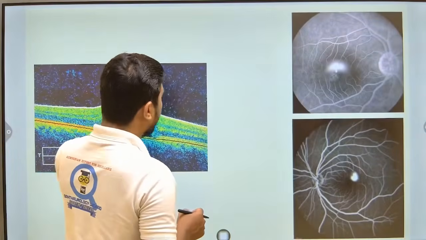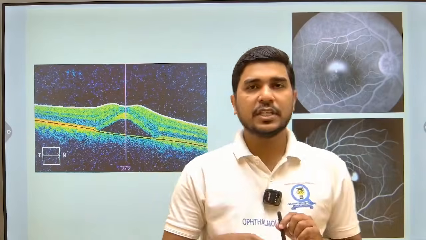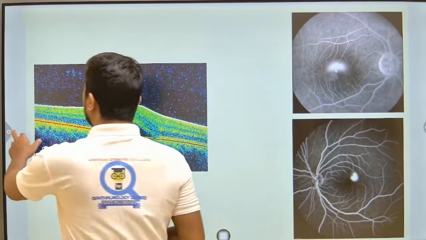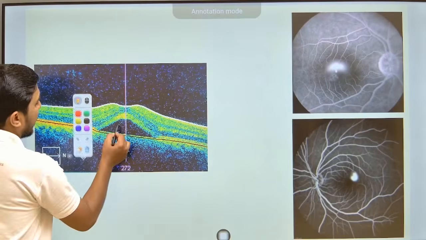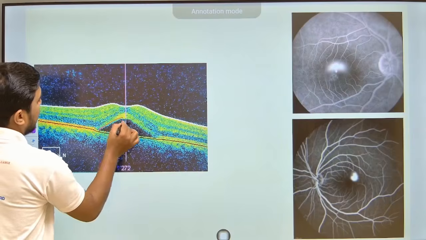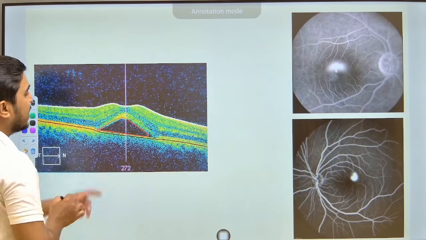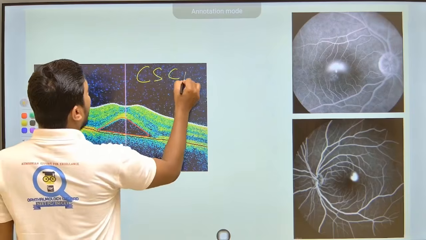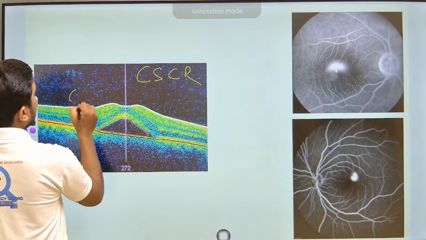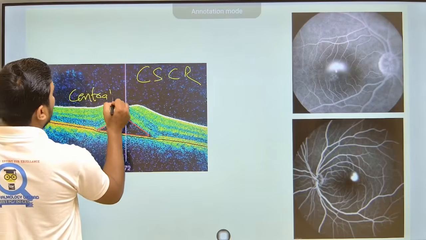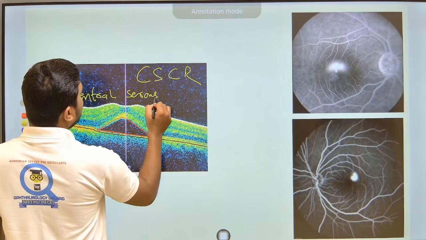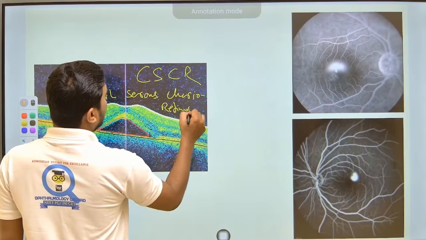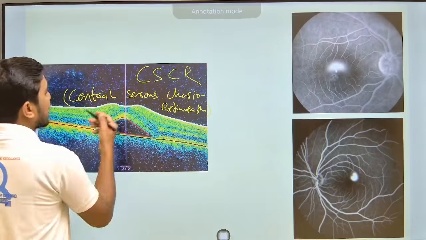Now coming to a very important point to understand. Can you see the OCT of this retina? Here it's a space. Here it is just a central space, right? If you see this type of picture, then the diagnosis is straight down to CSCR or CSR. CSCR is central serous chorioretinopathy, or you can also say CSR only.